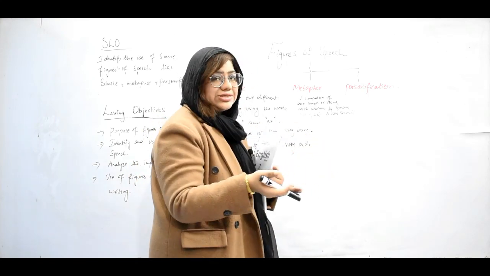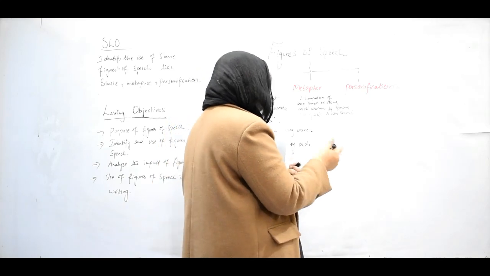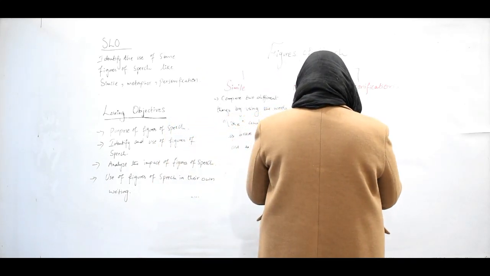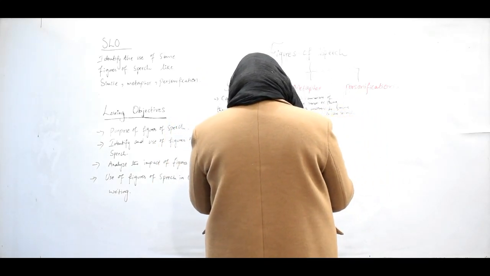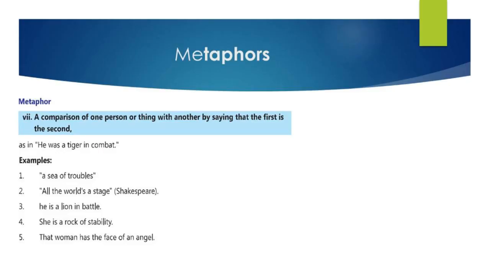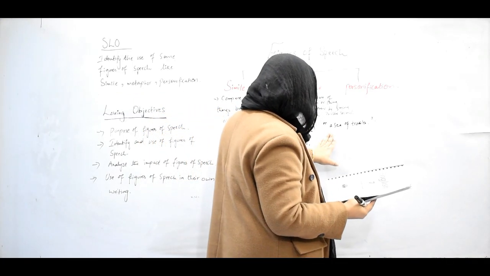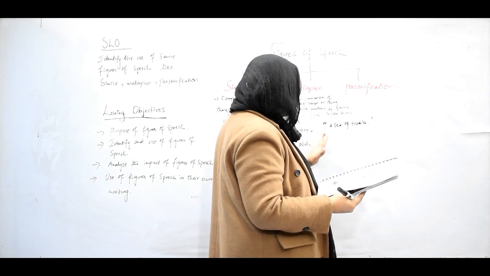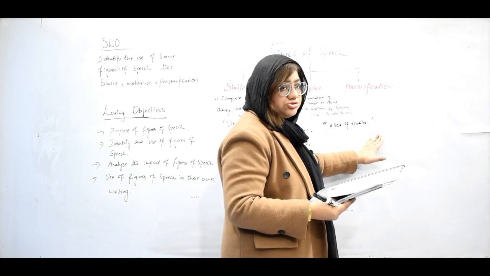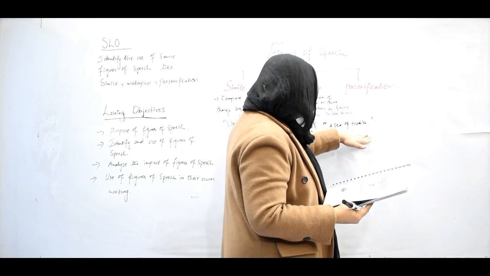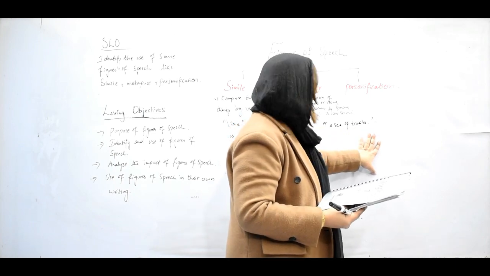So I'm giving you more examples so that you have a better understanding of what metaphors are. I'm writing over here some examples. A sea of troubles. You can see that in a sea of troubles, we are explaining that someone is in great trouble. So this is comparing the first thing with the other one.